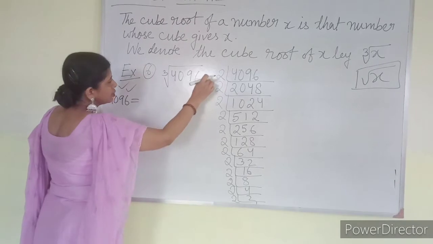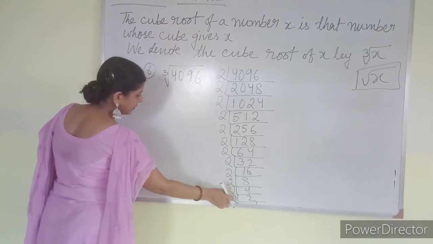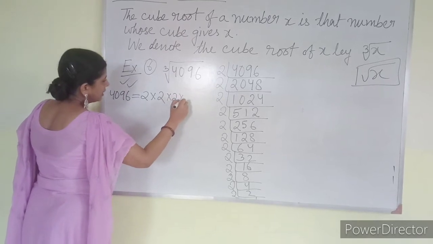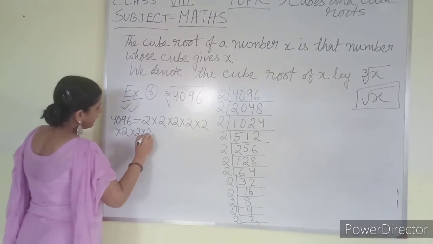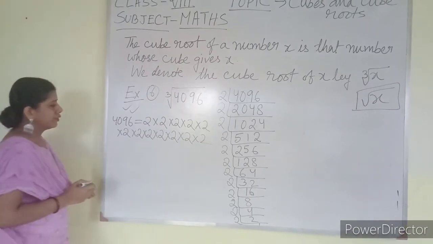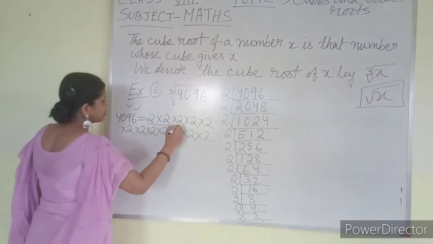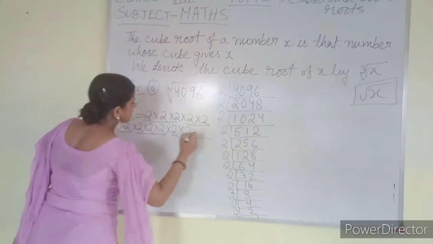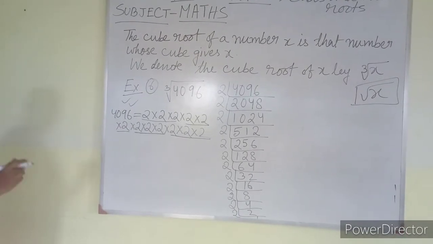How many times is 2 coming? 1, 2, 3, 4, 5, 6, 7, 8, 9, 10, 11, 12. So 12 times it is coming. For the triplets I will take out one number. So 3 times 2, again 3 times 2, again 3 times 2 and again 3 times 2. That means 4 times we are getting the triplet of 2.